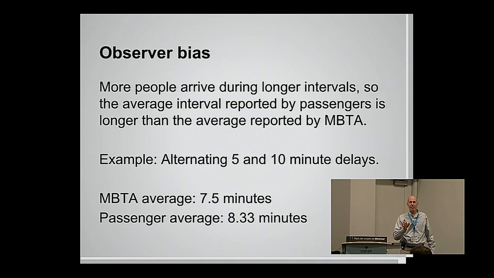But if you survey passengers and you ask them for the size of the interval that they arrived in, you would find that more people arrived during a 10-minute gap than during a 5-minute gap. In fact, twice as many. And the weighted average of those intervals is 8.33 minutes. So passengers will observe longer times between trains than an observer of the system would see.